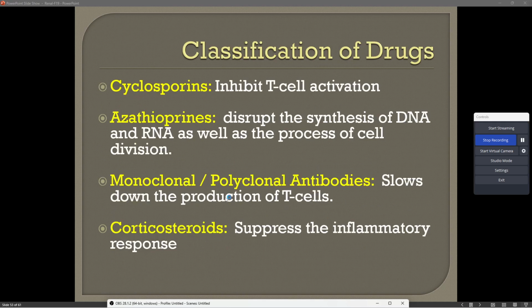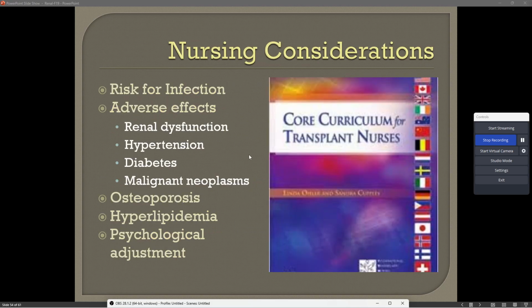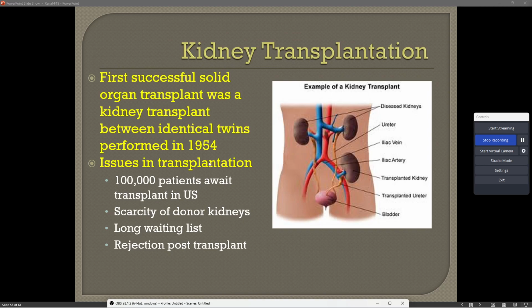So, fun facts. I will show you this because this is actually pretty darn cool. Kidney transplants. The first successful one was in 1954. Issues in transplantation: 100,000 patients await transplantation a year.